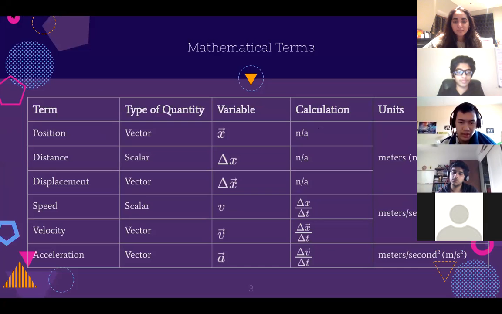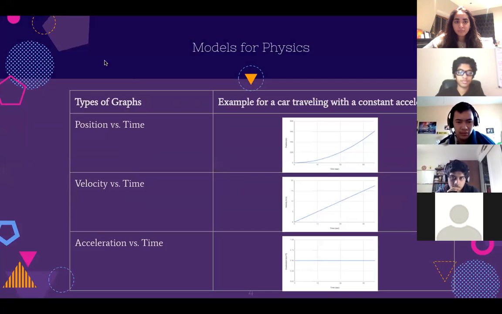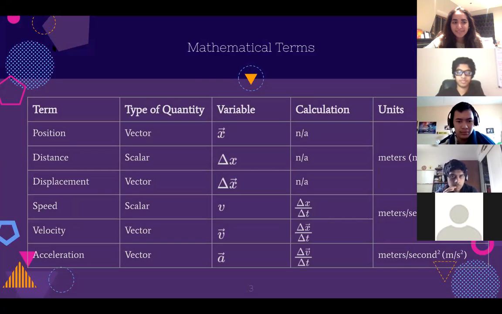As we learned last time, position, displacement, and distance are all measured in meters and are vectors, scalars, and vectors respectively with these variables. Speed is a scalar. You calculate it as delta x over delta t.